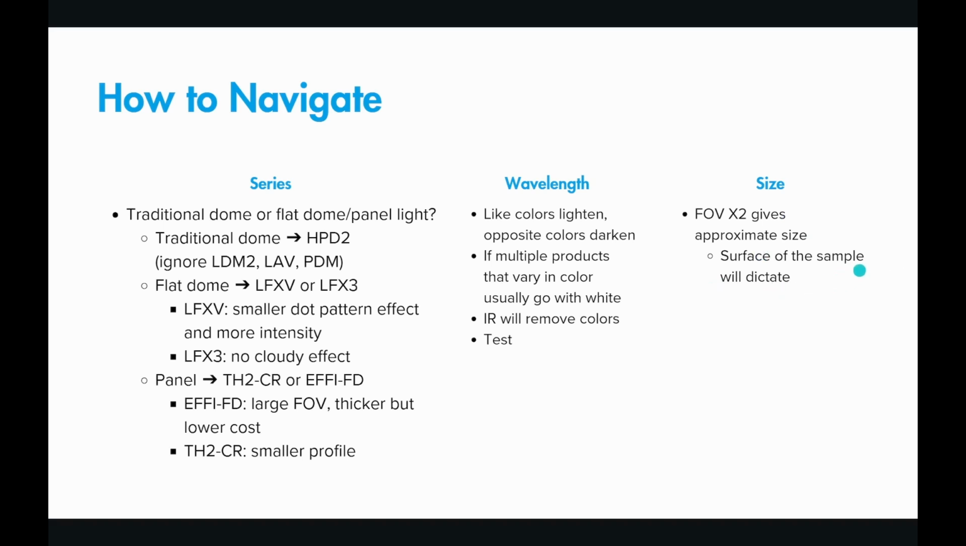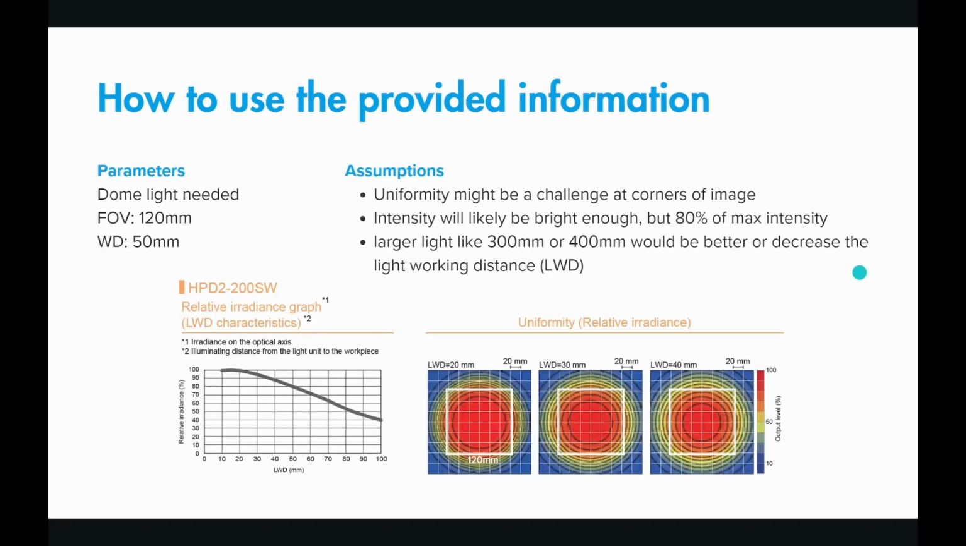But let's say I want to get a little bit more specific. In this example, let's say I have a dome light that's needed, a field of view of 120 millimeters, and a working distance of 50 millimeters. I can use the information from the catalog, the relative irradiance graph and the uniformity, to get a good idea of if it will work or not. So I can see here that in the corners, even at any light working distance, there's going to be dark corners based on just this uniformity graph.